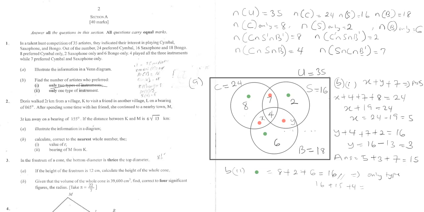If we don't get 35, it means something is wrong. So you can see that this is confirming our answer here. The addition of the 3 here is giving us 35. So exactly one type here is 16, and exactly 2 types here is 15, plus exactly 3 types of instrument, giving us 35. If you don't get that, it means your calculation is not correct.